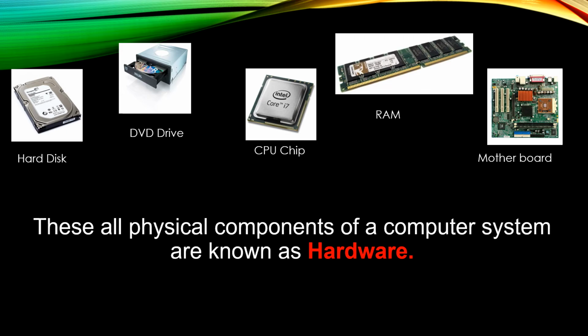Here, some hardware components which are inside the CPU box are hard disk, DVD drive, CPU chips, RAM, motherboard. All these physical components of a computer system are known as hardware.